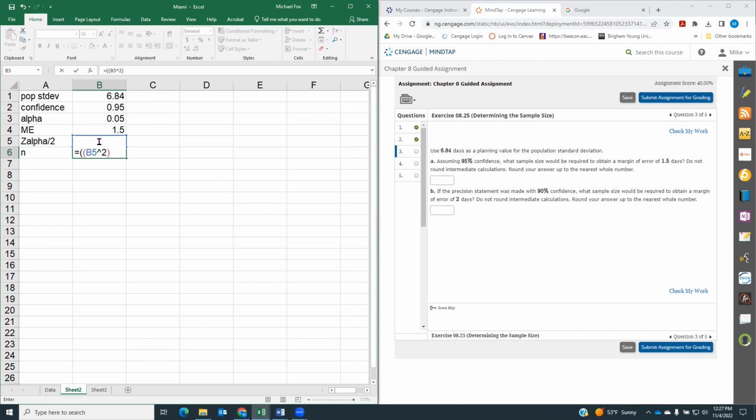Use that little up caret, which is like a shift 6, to say squared, okay, times my population standard deviation squared, and then divide all of that by my margin of error squared. And that gives me a value for n.